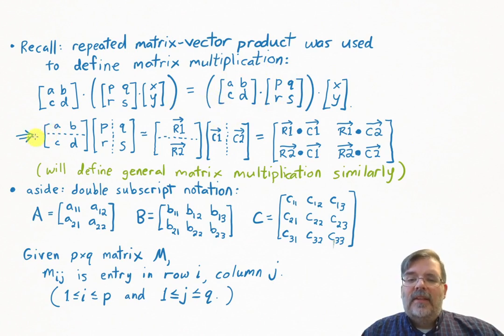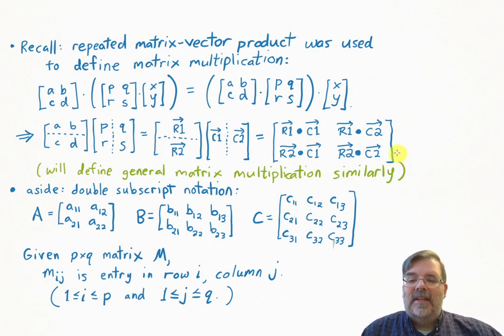And we learned that the calculation we need to do is this: we take the first matrix and partition it into rows, and we take the second matrix and partition it into columns. So we can think of the first matrix as having row 1 and row 2, and the second matrix as having column 1 and column 2. Then the matrix product is calculated using dot products of these rows and columns, as seen here. And as we will see, we can define general matrix multiplication in a similar way.